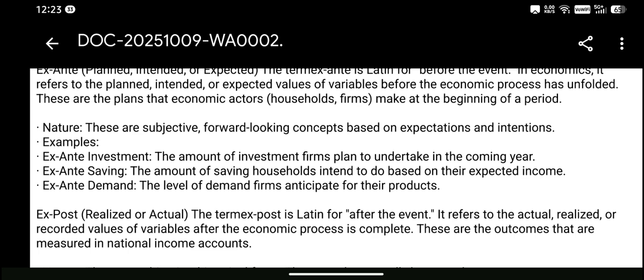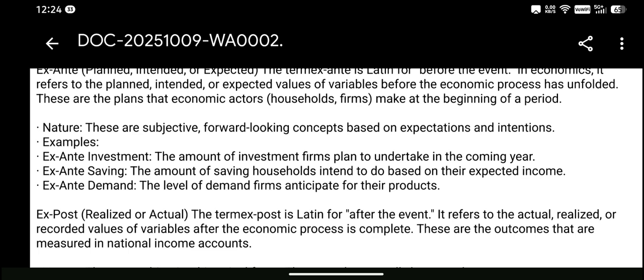Example, ex ante investment: the amount of investment firms plan to undertake in the coming year. Ex ante saving: the amount of saving households intend to do based on their expected income. Ex ante demand: the level of demand firms anticipate for their products. Ex post: realized or actual.